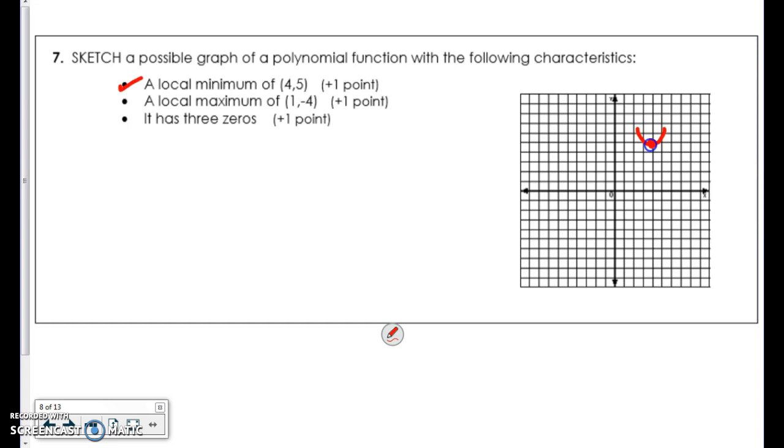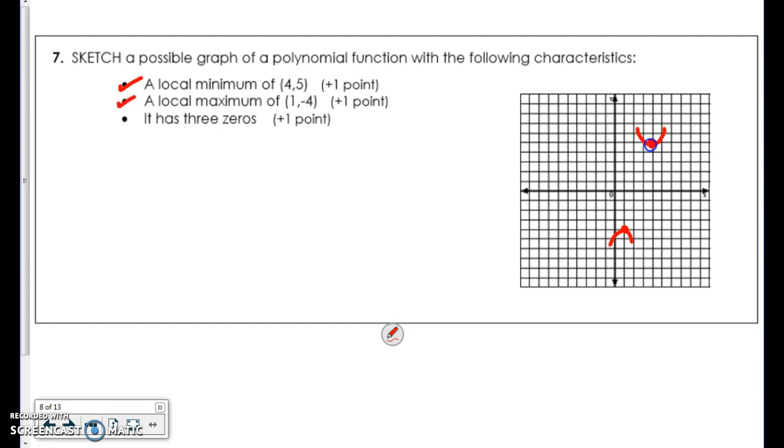Second characteristic, a local maximum at (1, -4). If we plot the point (1, -4), 1 to the right, 4 down, there is the point (1, -4), and that's a local maximum. That is the highest point in the area, so make it the highest point in the area.